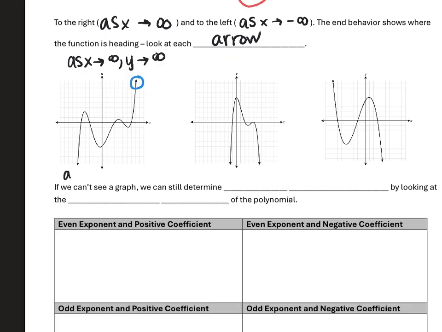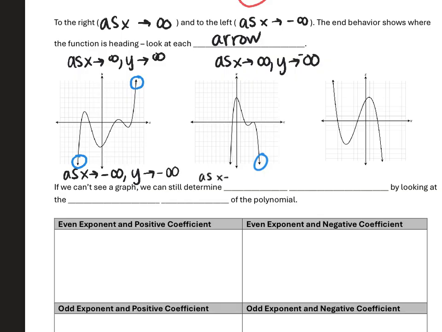And then to the left, as x approaches negative infinity, we'll look at our left arrow. Where is y approaching? Negative infinity. Let's do the middle one. So to the right, as x approaches infinity, we're going to look at the right arrow. Where is y headed? Negative infinity. So you say y approaches negative infinity. And then to the left, as x approaches negative infinity, y is approaching what? Also negative infinity.